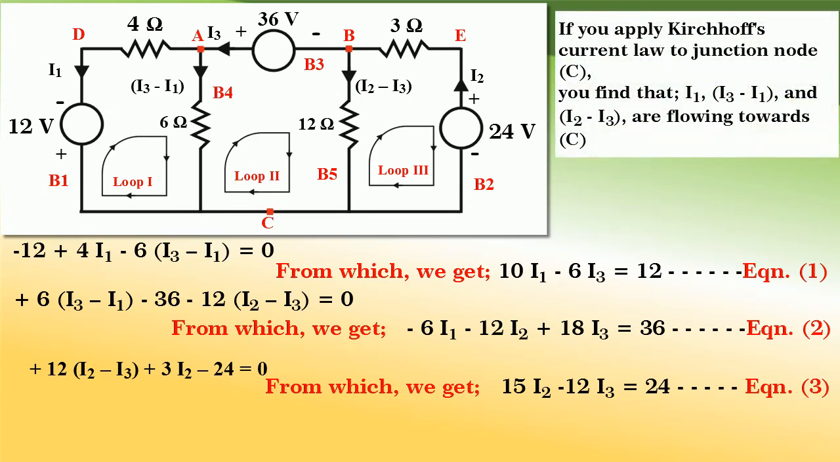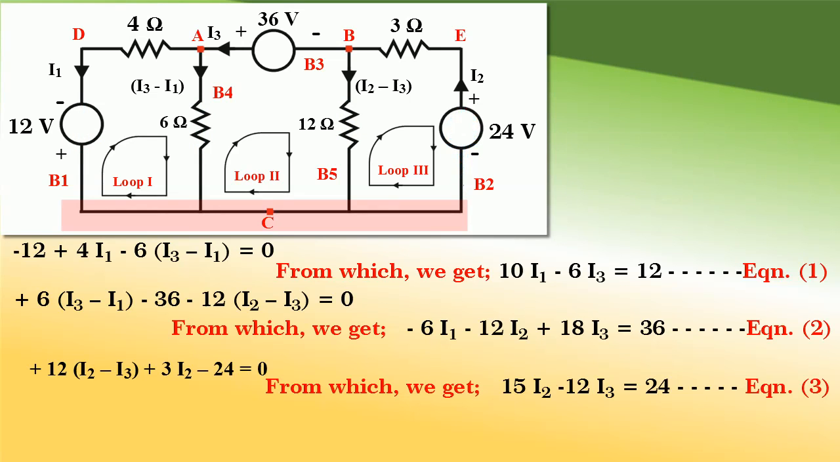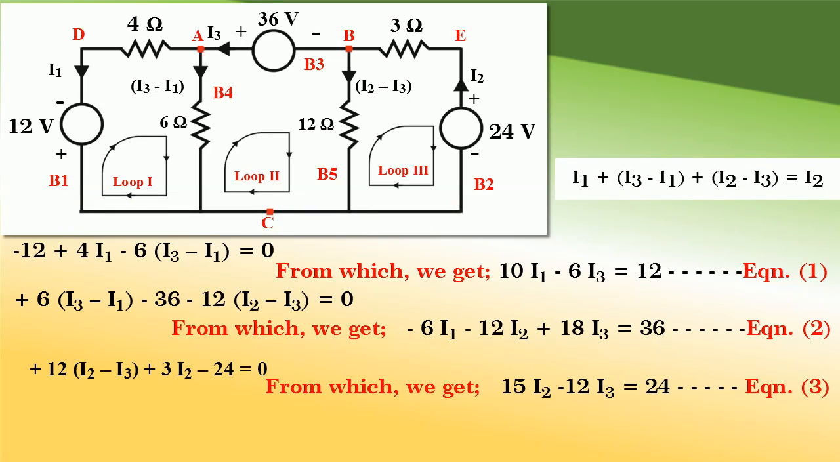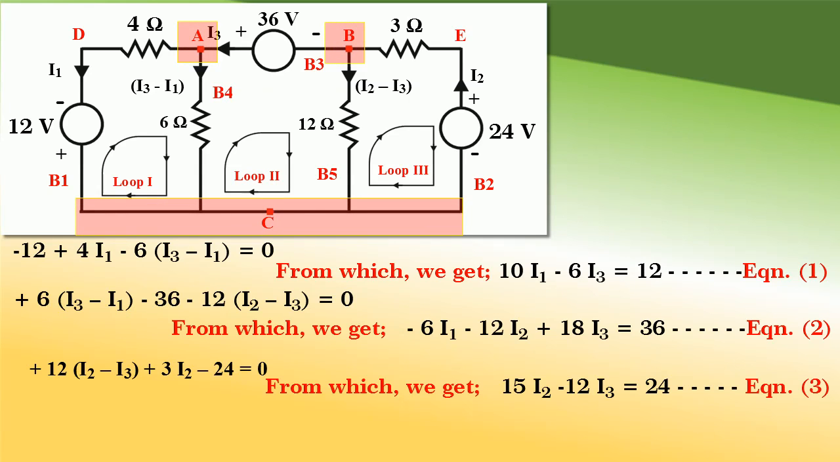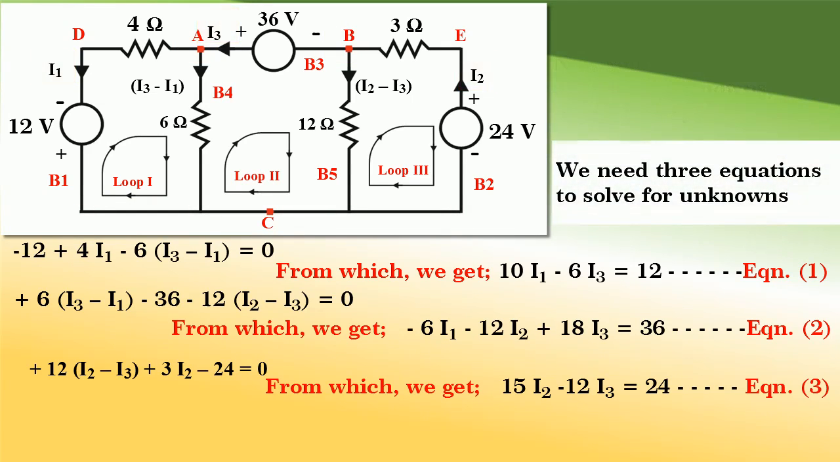Now, if you apply Kirchhoff's current law to junction node C, you see that I1 and I3 minus I1 and I2 minus I3 are coming towards the junction C and I2 is going away from the junction C. And if you find out I1 plus (I3 minus I1) plus (I2 minus I3), that becomes equal to I2. It means the Kirchhoff's current law will hold good in all the junction nodes in the network. Now, you see that there are 3 unknowns I1, I2 and I3 and we need 3 equations.